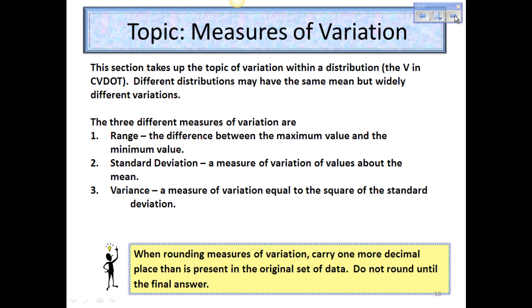So when rounding measures of variation, make sure you carry one more decimal place than what's present in the original set of data, and do not round until your final answer.